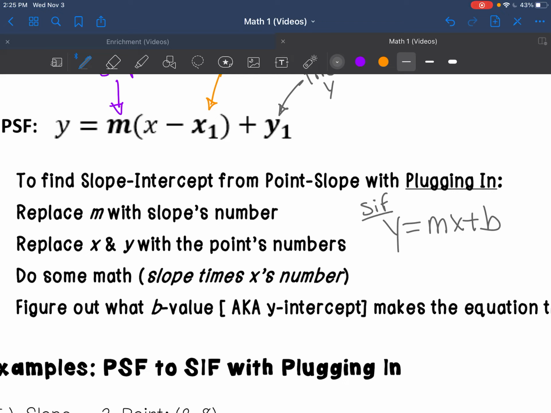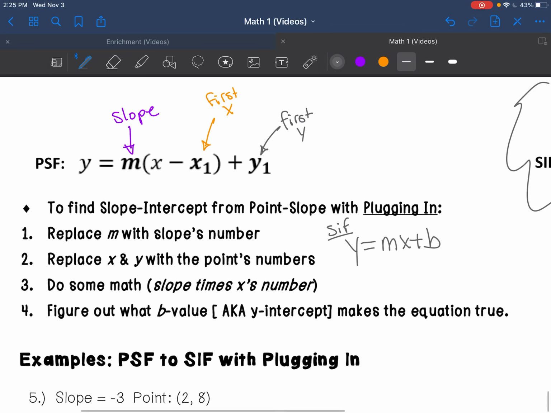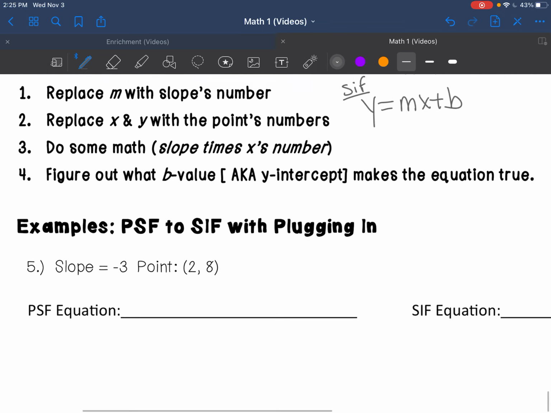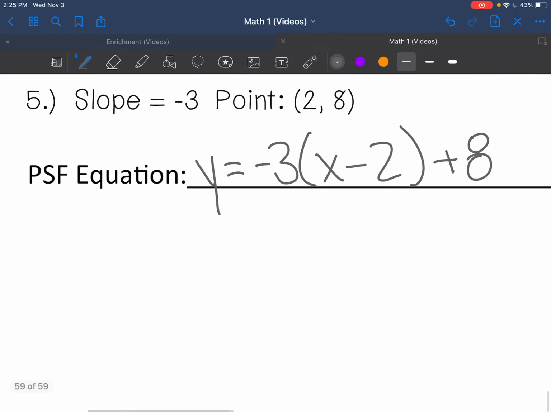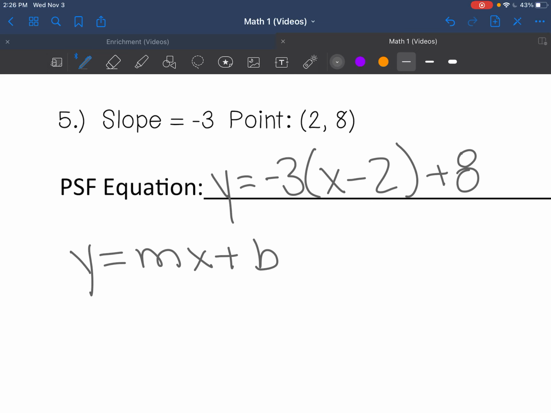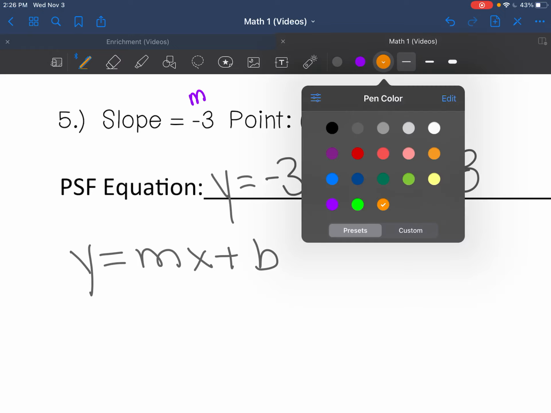Then we replace x and y with those numbers that we are given. Then we're going to do some math, which is slope times x's number. And then lastly, we're going to figure out what the b value, aka the y-intercept, that makes this equation true. So first things first, writing the point slope form of the equation, we have y equals -3 times x minus 2 plus 8. So what we're going to do is take that y equals mx plus b. Okay? Now, my slope is my m, which is -3.